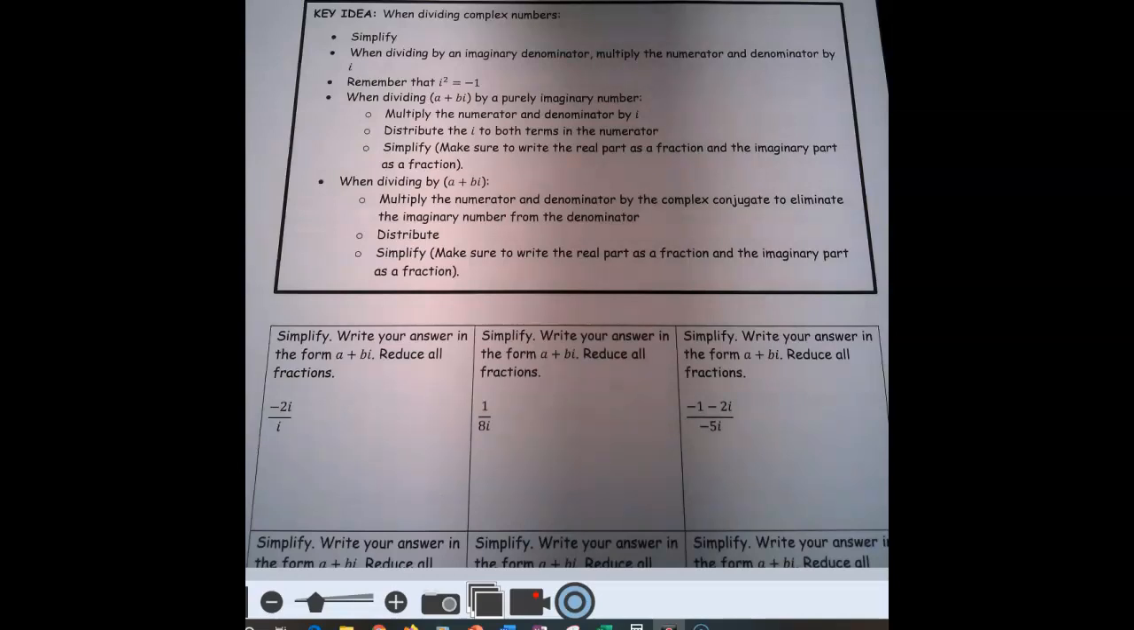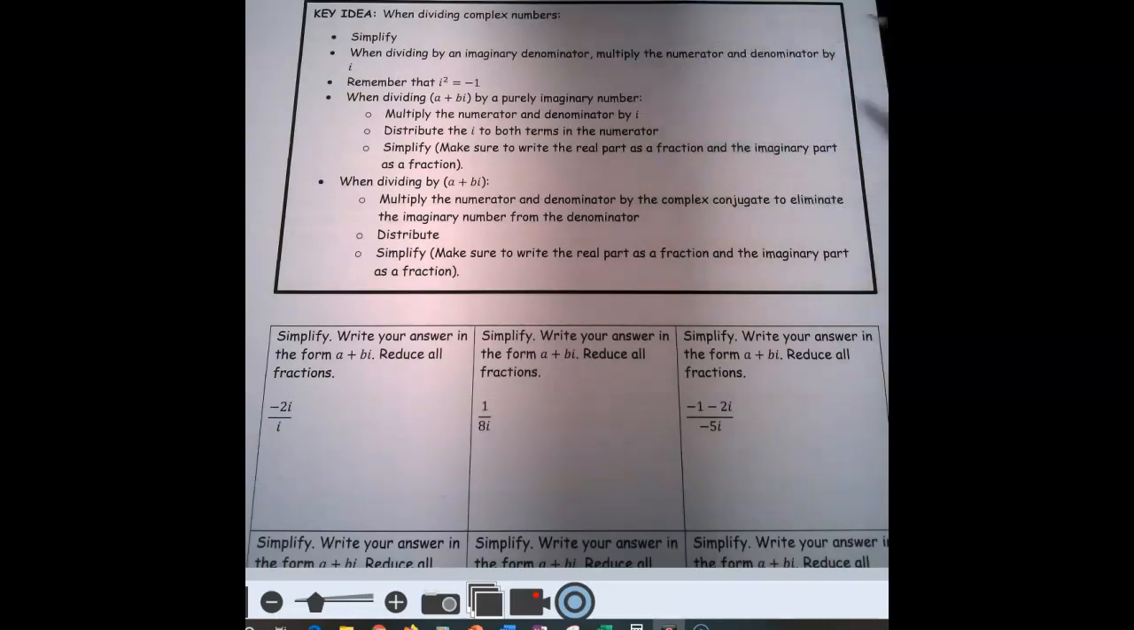Hello. Today we're going to talk about dividing complex numbers. There's a few things going on when we divide complex numbers. First of all, this is all about division, right? When we divide, we want to make sure that we simplify when possible. And we're going to have some problems where we're dividing by an imaginary number. In other words, that imaginary number is in the denominator.